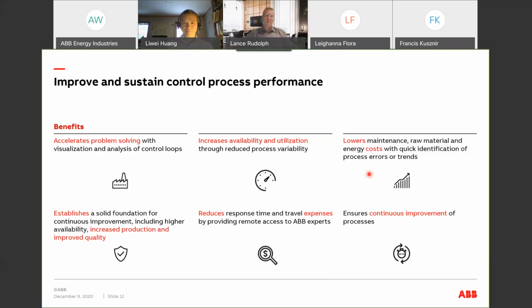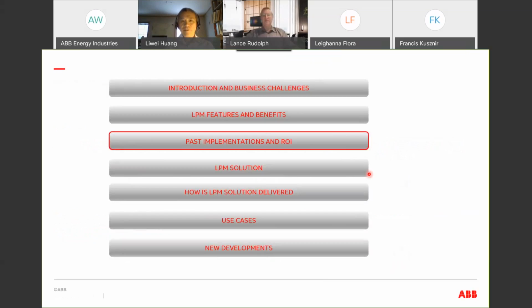Great, Lance. So there are many LPM installations throughout the world and various industrial processes. I'd like to mention two examples where LPM has been implemented. These examples show how LPM addresses customers' concerns and brings value to our customers.